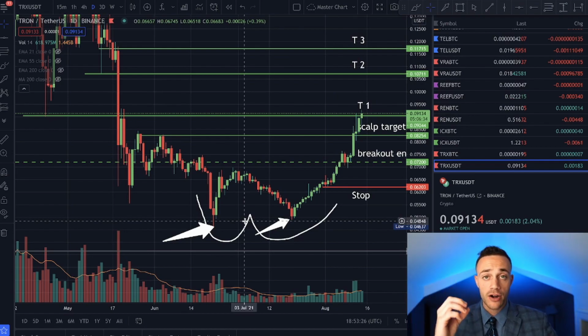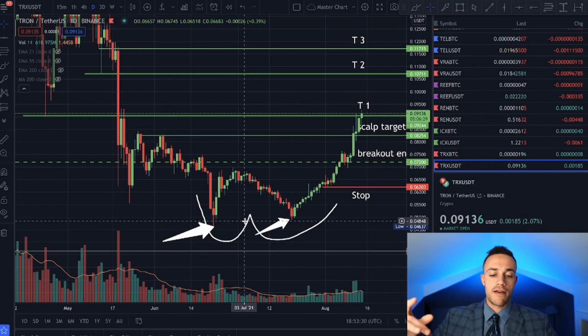Once you ingrain these patterns in your mind, you're going to be able to read the charts like a second language, and you're going to have no fear, no hesitation when you're taking these trades, because you trained your brain to identify the high probability trades, and you're just going to be able to execute.